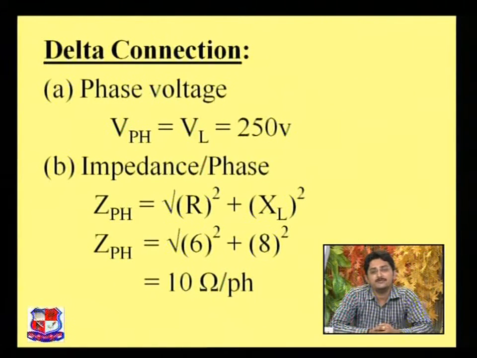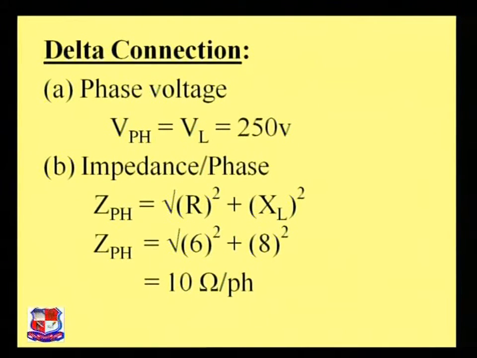Now the impedance per phase, that is ZPH. The equation for ZPH equals the square root of R squared plus XL squared. Now R and XL, the real and imaginary parts, are found from the load, which is 6 + 8j, where 6 is R and 8j is the reactive part. So this is our XL.